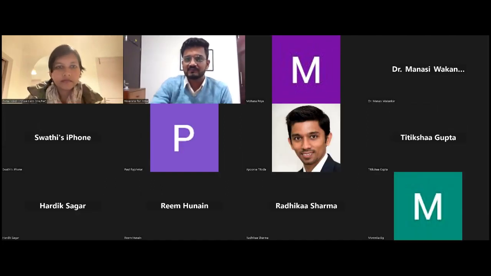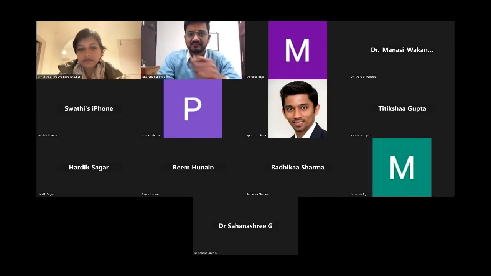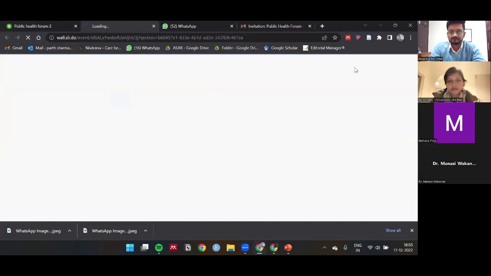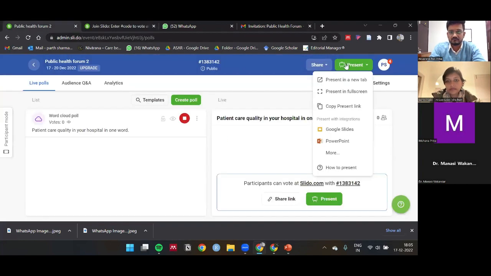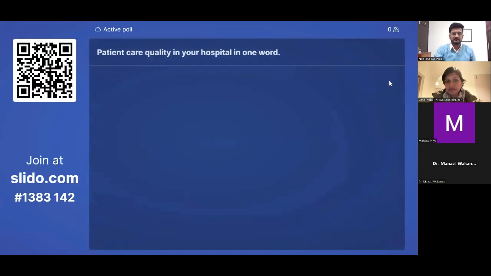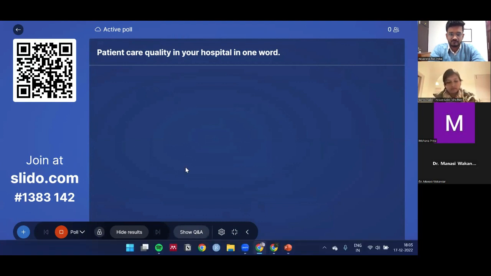And there are more people joining in, so I'll let them in. We'll just start off with a small exercise. I'll be sharing my screen. So I request everybody just sort of scan this QR code, which will pop up. And whatever comes to your mind when you think of patient care quality, just enter it in the box that is provided there. This will build a word cloud, which will help us understand what your perspective is when you think of patient care.